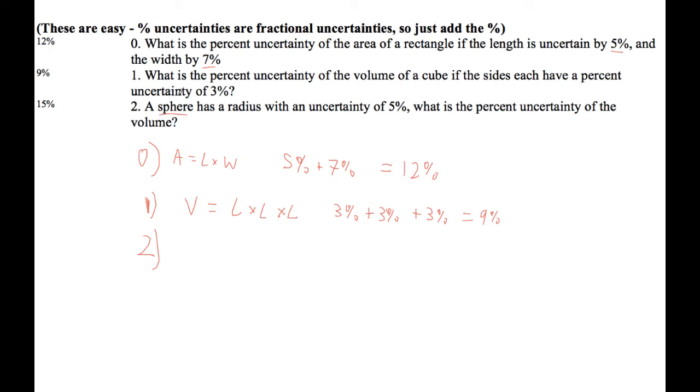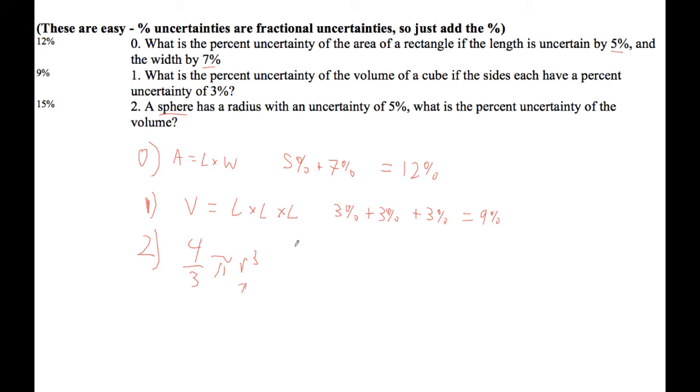And then number 2, the third one, is a sphere that has a radius with an uncertainty of 5%. What's the percent uncertainty of the volume? By the way, these questions are straight from IB tests. They love to do these. A sphere would be 4/3 pi r cubed, or any volume, by the way, is going to have length to the third power.